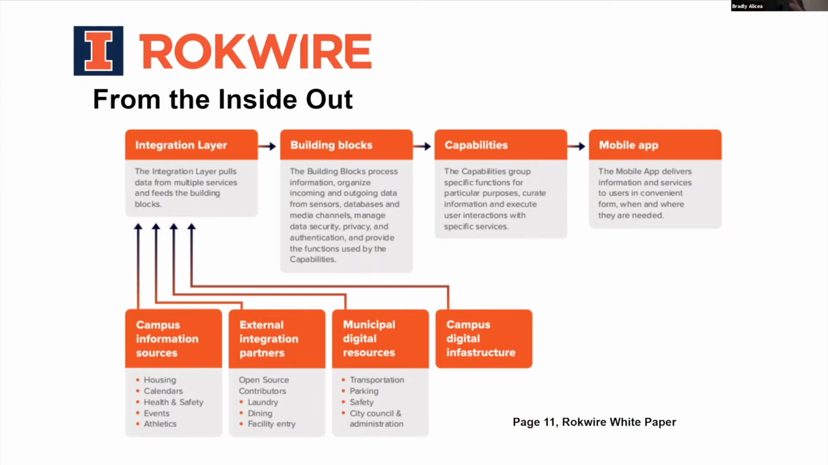So on top of those building blocks, say, for example, if you have a scheduling building block, you have a number of capabilities that can be built on top of that. You could have a bus scheduling capability that would allow you, say, to find the nearest bus stop and the nearest bus to you. Then, you can have that for a number of different things from across campus, depending on your interests, depending on who you are, if you're a student or a staff member.